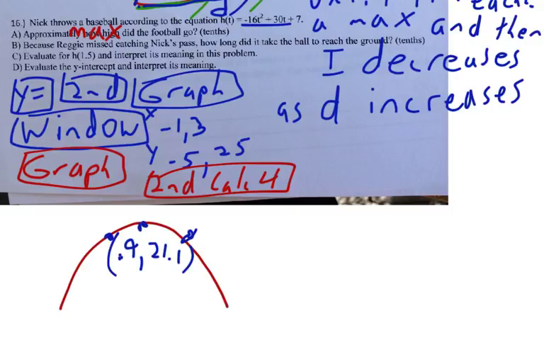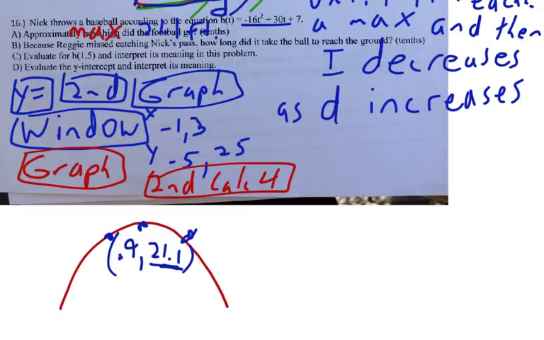And I got 0.9 and 21.1. And this wants to know the height. So that's going to be this number, the y value. That's how high it goes. So 21.1, I believe that's in feet. 21.1 feet.